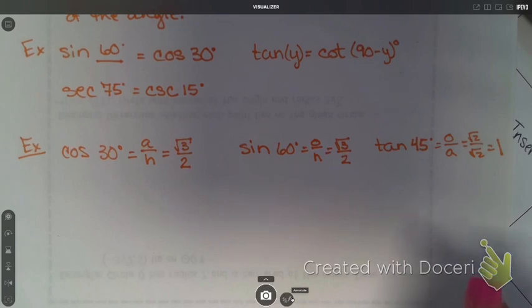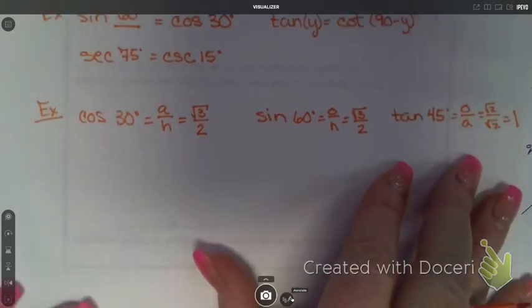Okay, makes sense. They're going to have tables, and they're going to say, do it without a calculator. Well, do you need a calculator? No. It's going to say, do it with a calculator. So what are you going to do? Do it with a calculator. Okay.